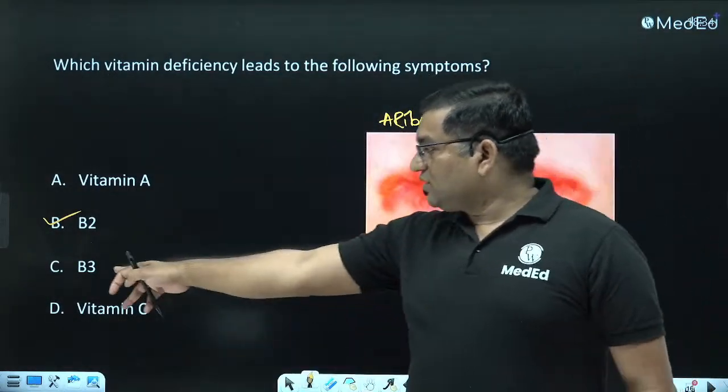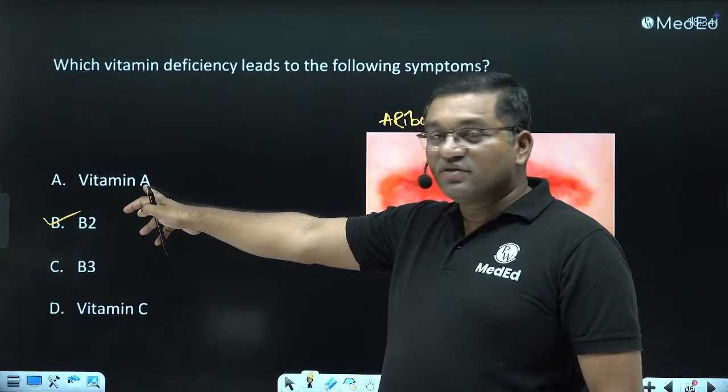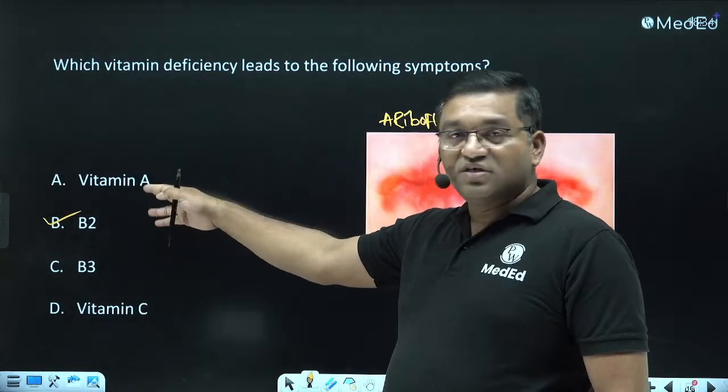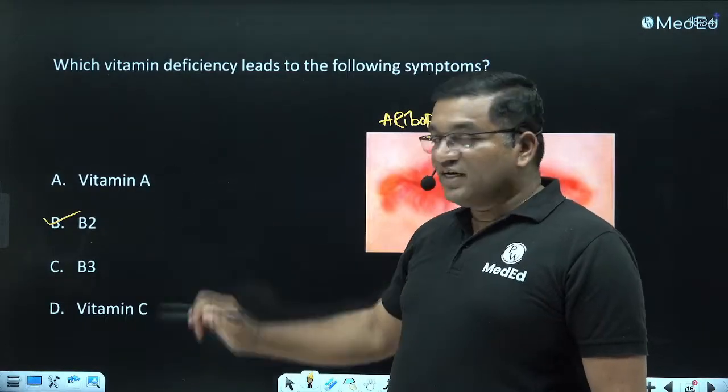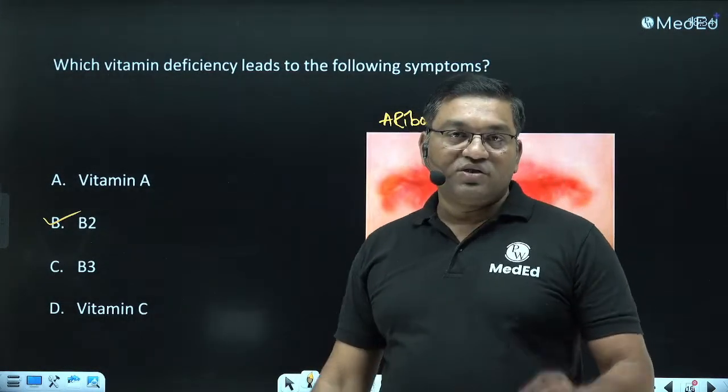Niacin deficiency: diarrhea, dementia, dermatitis. Vision involvement in vitamin A deficiency: Bitot's spot, night blindness, and keratomalacia will be there. Vitamin C deficiency causes scurvy.